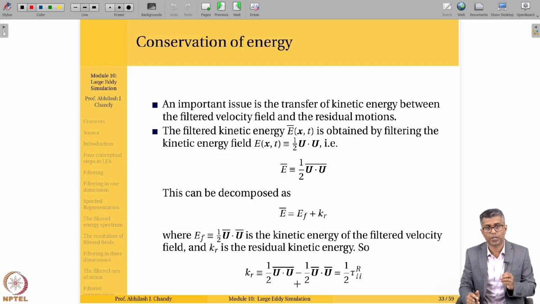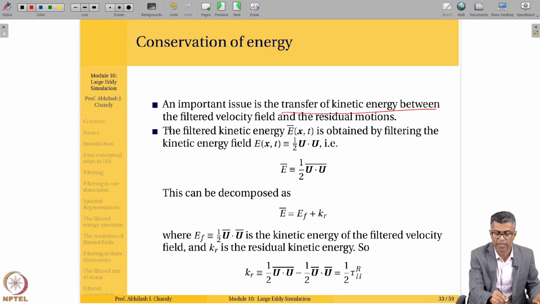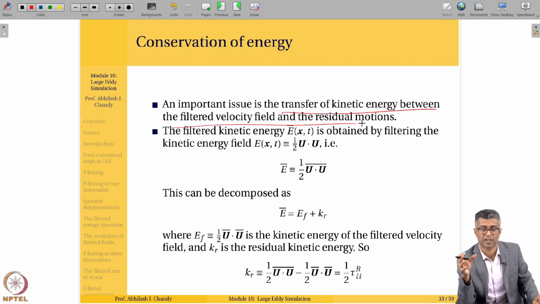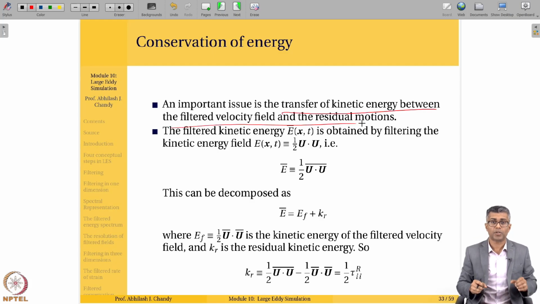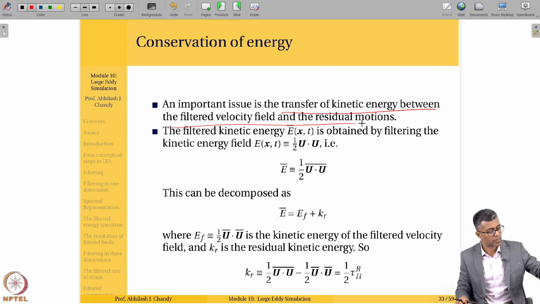An important issue here is the transfer of kinetic energy between the filtered velocity and the residual fields, isn't it? Because here, unlike what we had in the Reynolds approach, we are resolving only the large scales and modeling the small scales. We know that according to an energy cascade process, the energy gets transferred from the large scales to the small scales. So how are we handling that transfer of energy? That's an important issue that needs to be addressed. So for that, let's consider the filtered kinetic energy first.